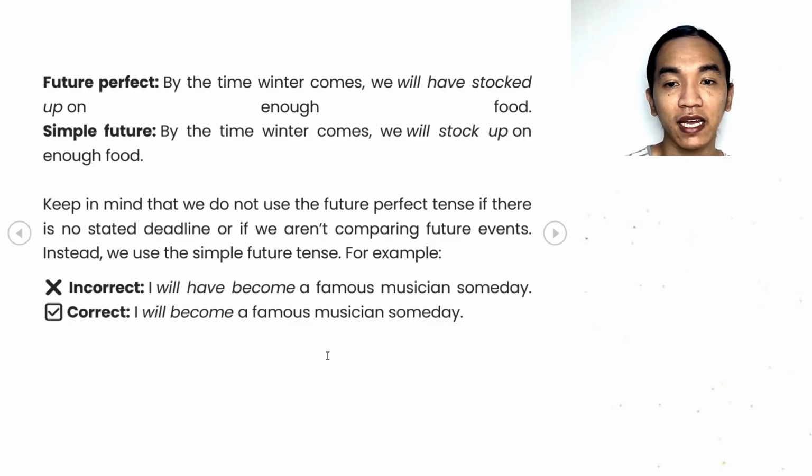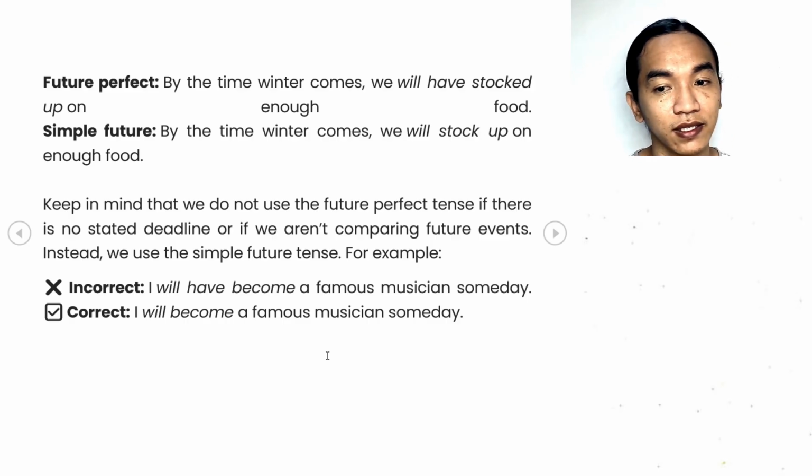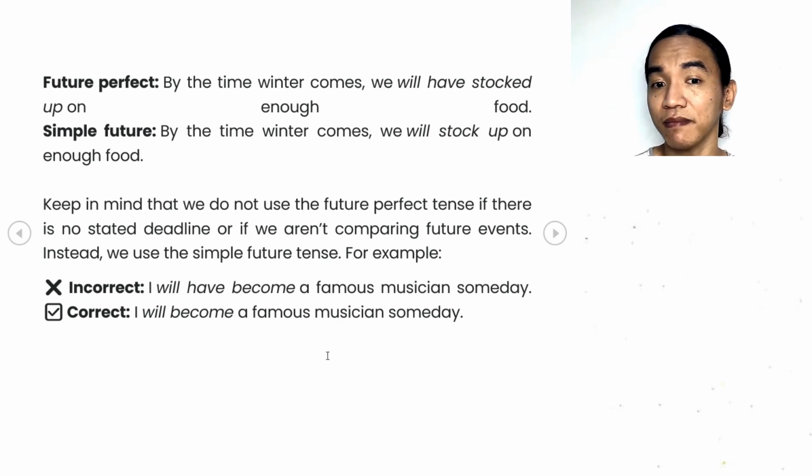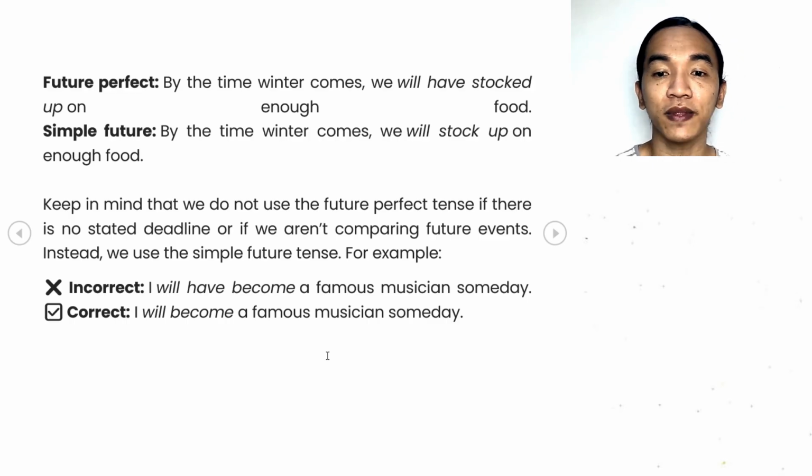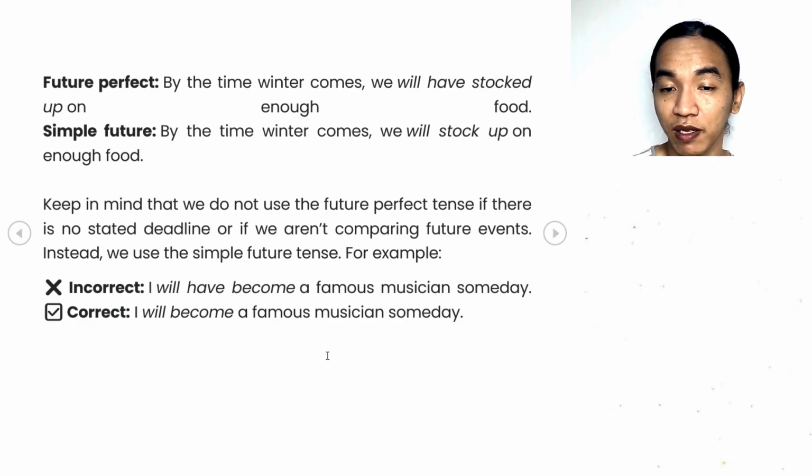So keep in mind that we do not use the future perfect tense if there is no stated deadline or if we aren't comparing future events. Instead, we use the simple future tense for this one. So if we don't have any time expression or a deadline there, we should not use the future perfect tense. Okay, instead use the simple future tense. Okay, so example, I will have become a famous musician someday. No stated deadline or time. Okay, I will become a famous musician someday. So here the simple future is much more suitable for the sentence.